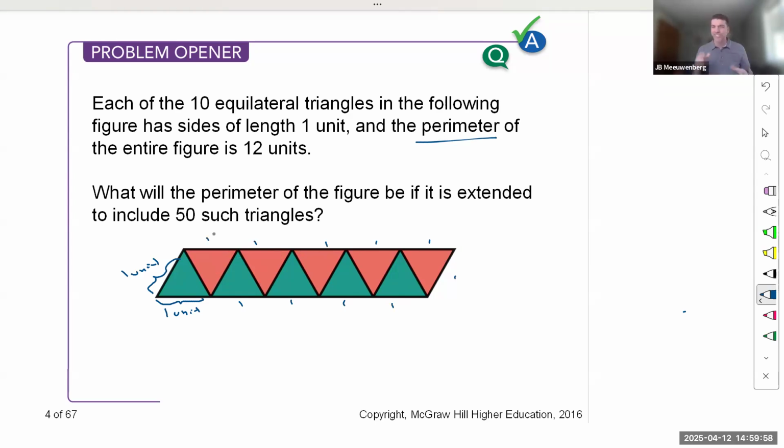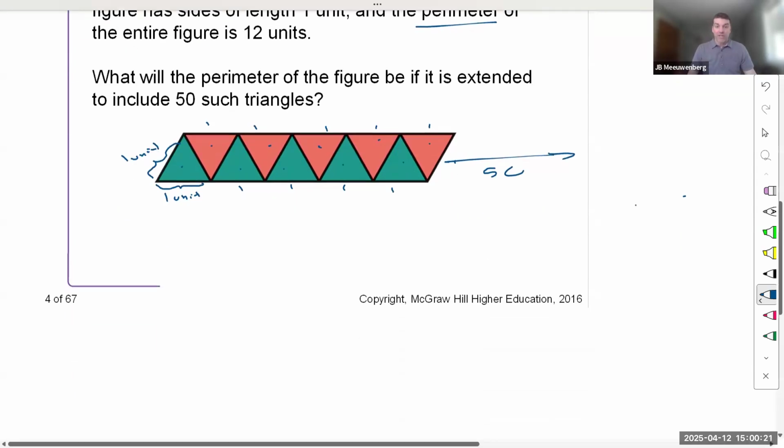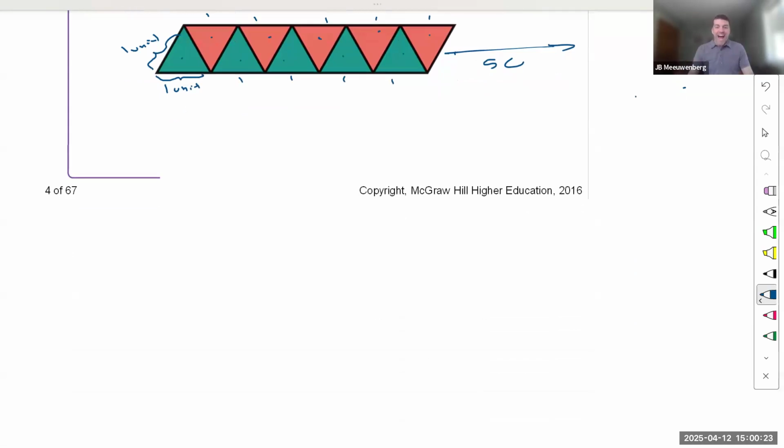So the challenge to you is, what would the perimeter be of this figure if we extended it to include 50 triangles? This one has 10 triangles: 1, 2, 3, 4, 5, 6, 7, 8, 9, 10. If we extended that to 50, what would its perimeter be? Okay, with that, we'll start our conversation about area and non-standard units of area.